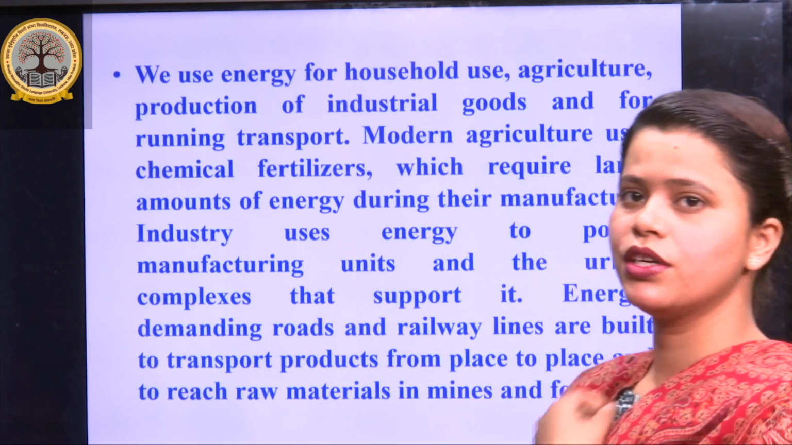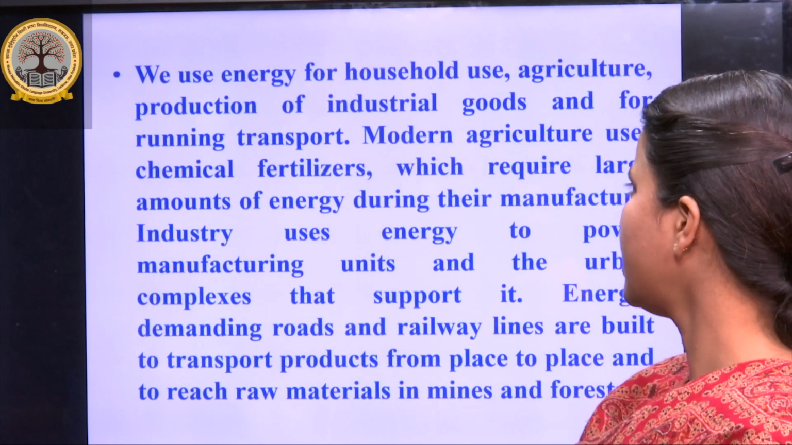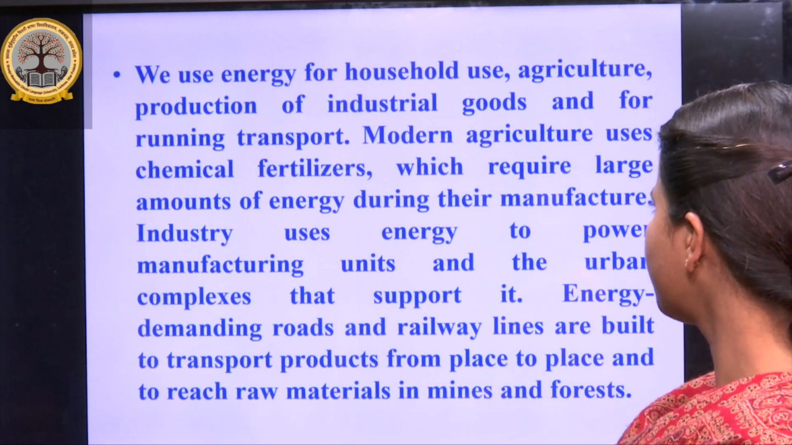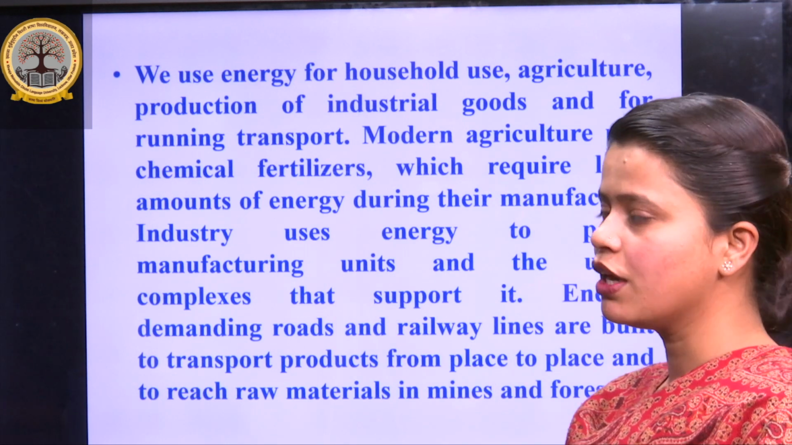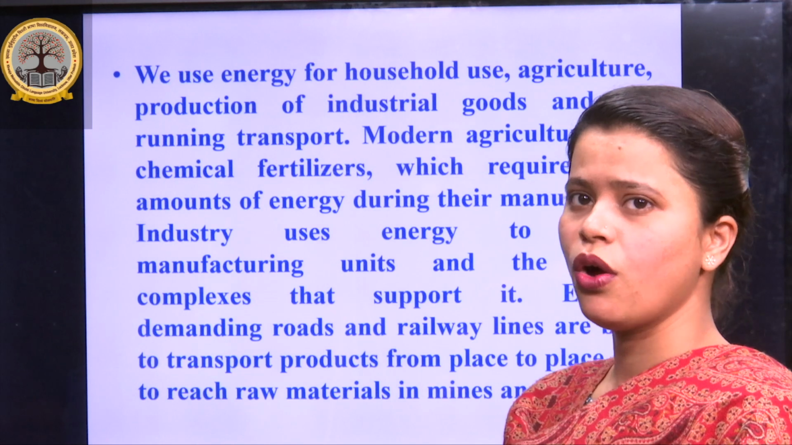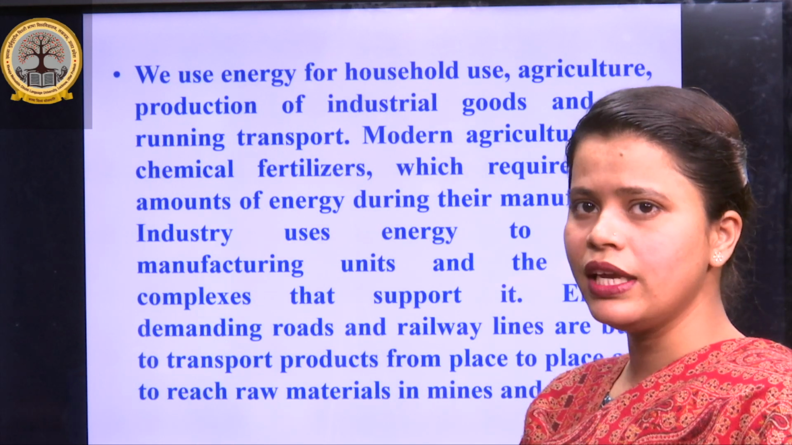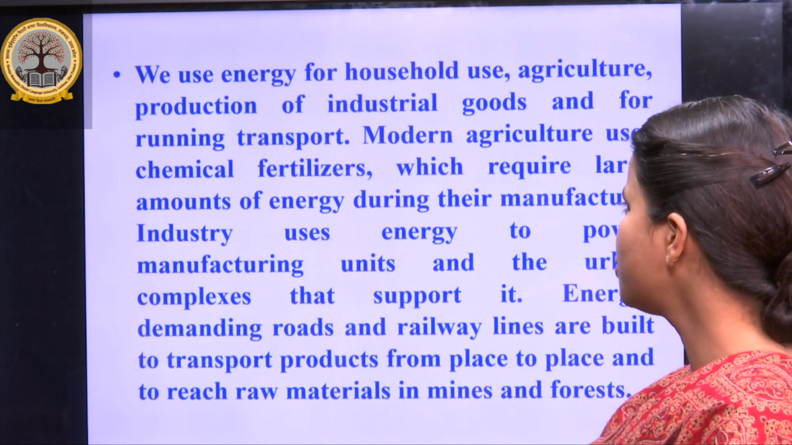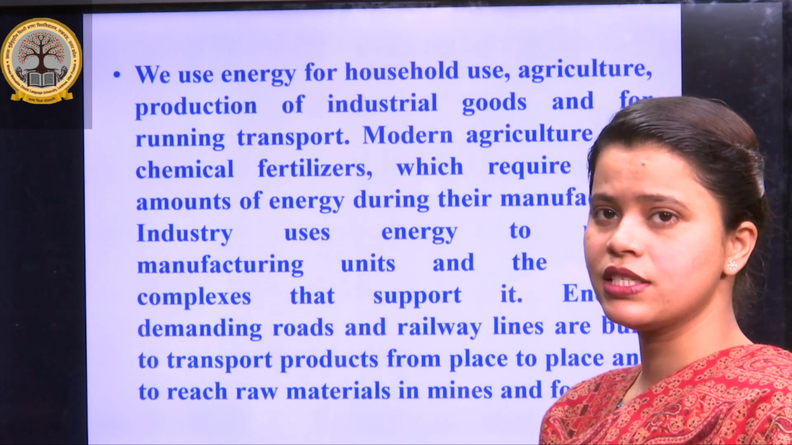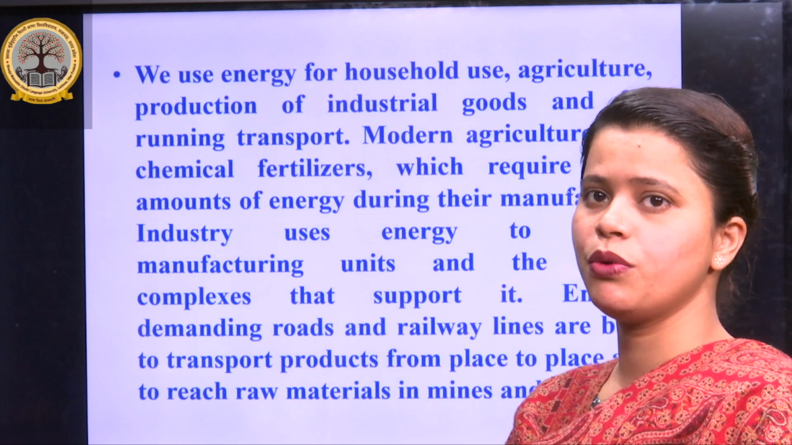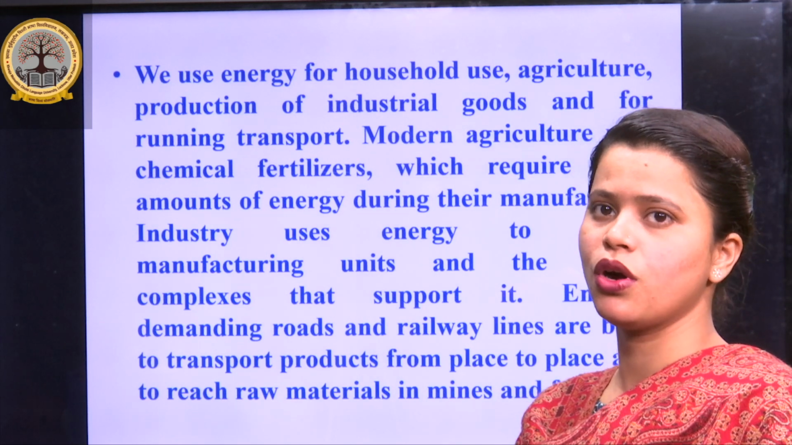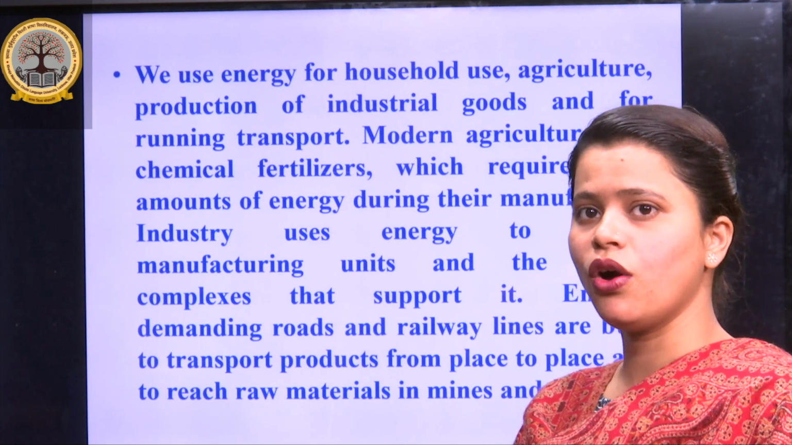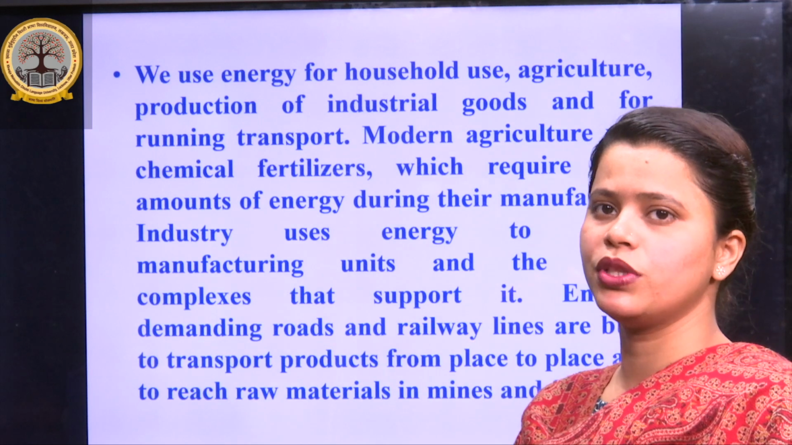We use different energy sources for all the purposes that have been quoted in this slide. For example, it is used for various household purposes, like lighting a bulb, turning on a fan, or running all the electrical appliances that are present in our households. In addition, it is also used in agricultural practices, especially in modern day agriculture, which is heavily based on the use of chemical fertilizers, pesticides and irrigation systems. All these are dependent upon the energy sources.